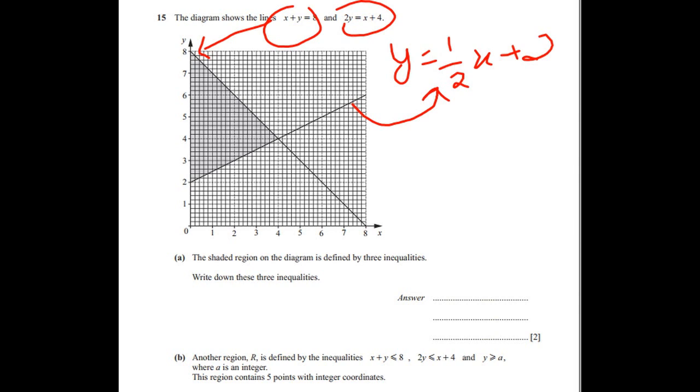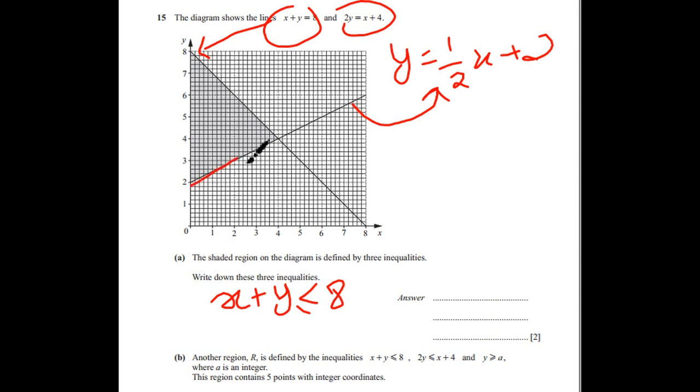Part A, shade the region on the diagram. The shaded region on the diagram is defined by 3 inequalities. Write down these 3 inequalities. So this is the first line. The shaded region is underneath it. So the inequality will be x plus y less than or equal to 8. We will include the lines as well, because the question does not say the shaded region inside the diagram. It doesn't use the word inside, so we have to include the lines as well.